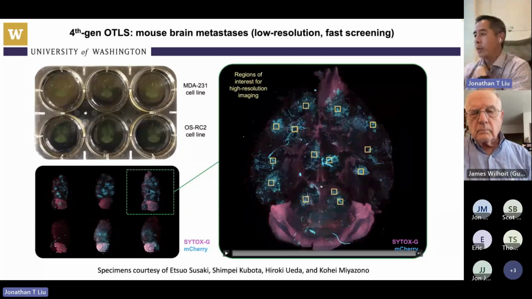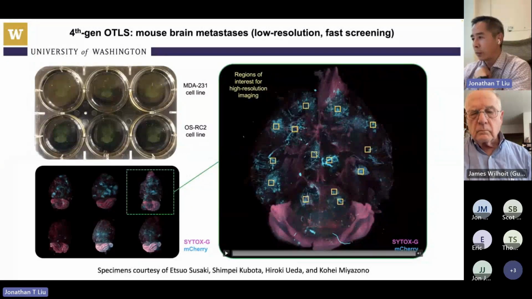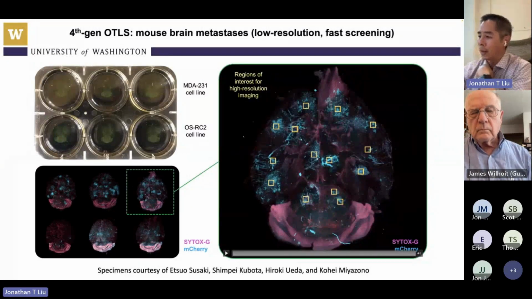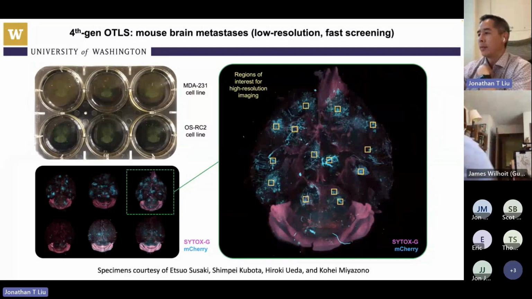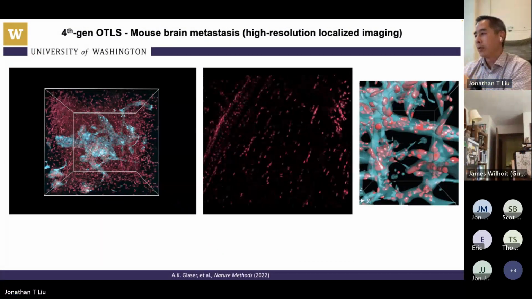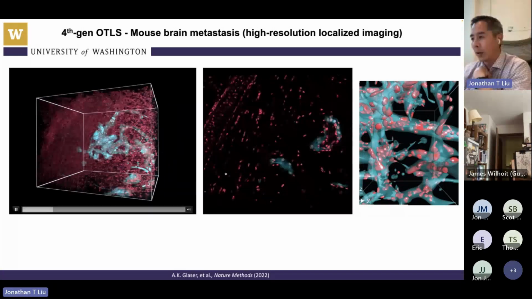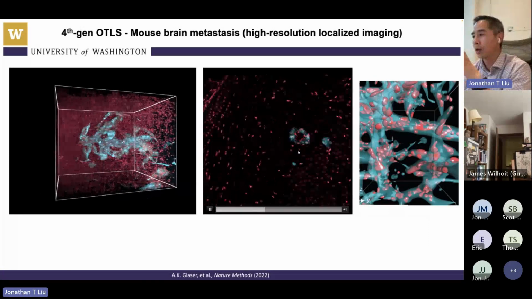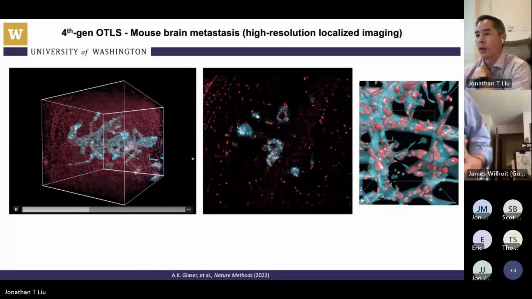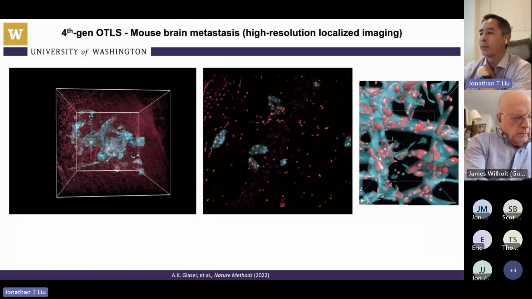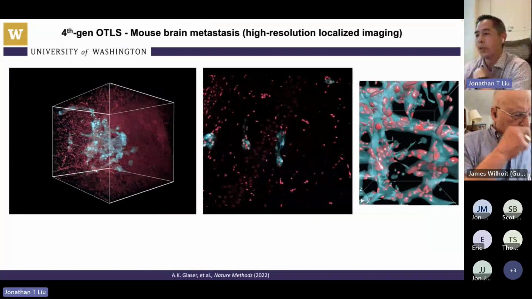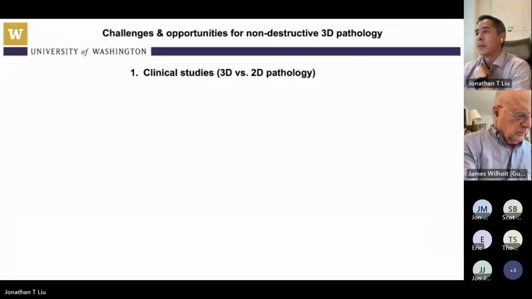And once we know where those mets are, we can define some regions of interest and go back and image those at high resolution to be able to quantify these structures. These are the high resolution views where you can see the nuclei, you can see every single cell, and start to quantify these tumors. So that's an example of a multi-resolution workflow.